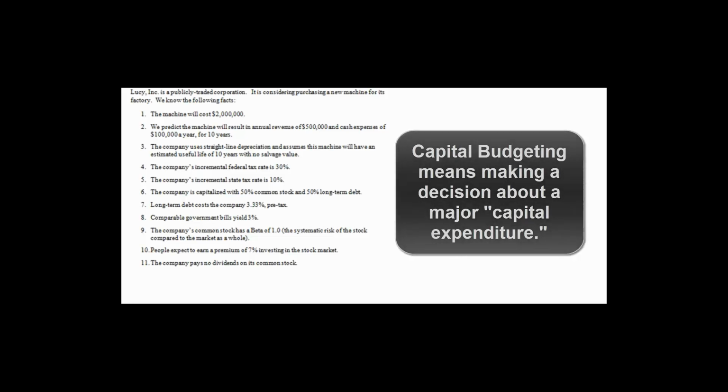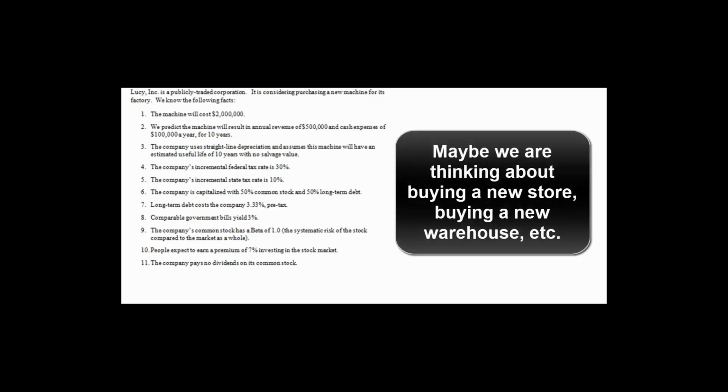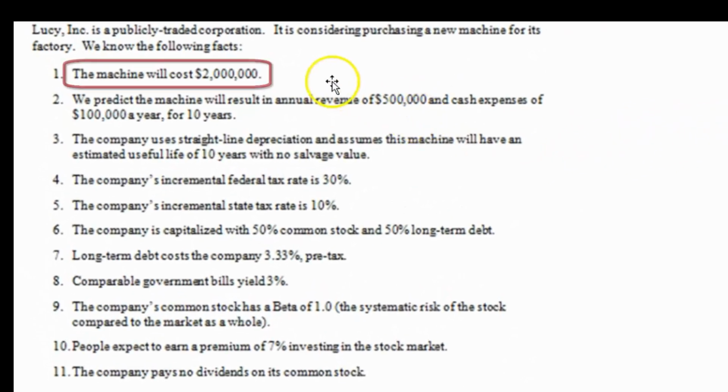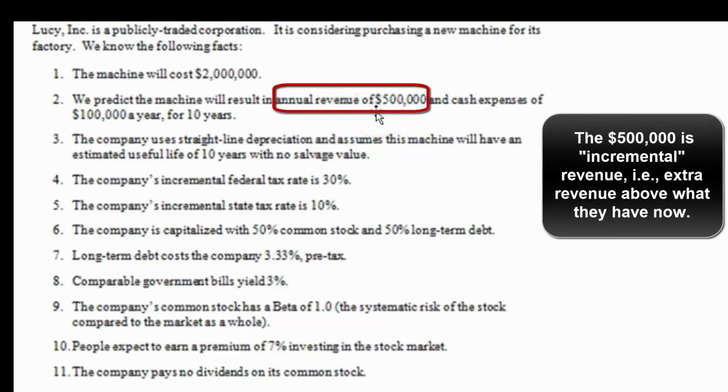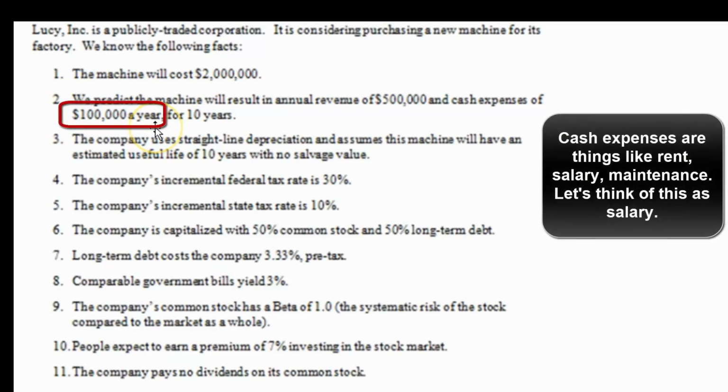Maybe it's buying a new store, buying a new warehouse, building a new distribution center, buying a new piece of equipment. In this example, W.A.C.C. Inc. is a publicly traded corporation, and they're thinking about buying a machine that'll cost $2 million. They predict that they'll get $500,000 a year in new sales from the product that this machine produces, and that they'll have cash expenses of $100,000 a year. If it helps, think about that as the salary of the guy who has to work this machine. We have to pay him in cash.